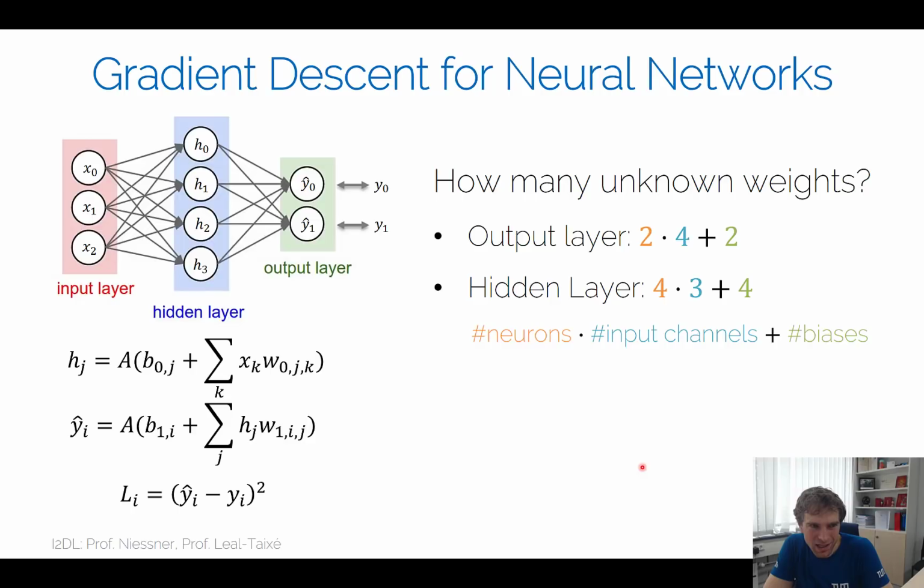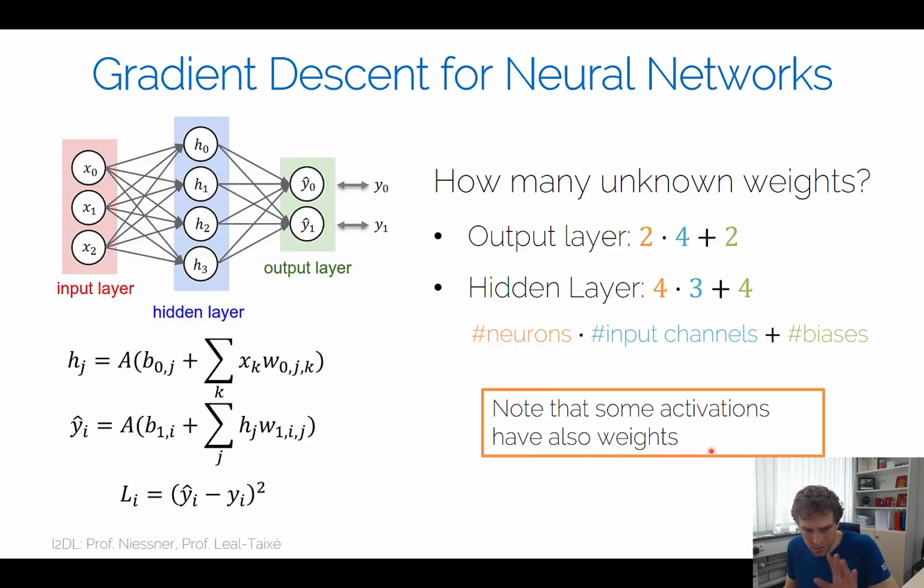I did this already. How many unknowns do we have? Well, we have here 2 times 4, plus the biases here. So neurons times input channels, plus biases. The hidden layer has 4 times 3, plus the 4 biases of this one, right? This one is 10, this one is 16. So we just sum these two up, right?